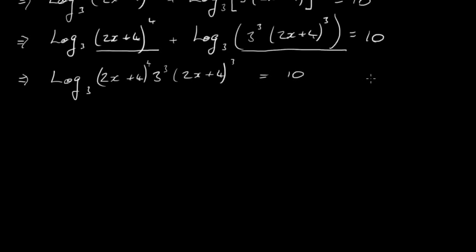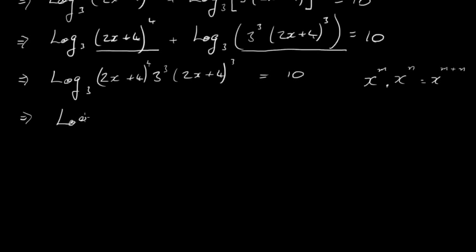Okay, so if you have, let's say, x to the power of m times x to the power of n, that's x to the power of m plus n. When you have the same number here, this x, you add the indices when you're multiplying. So that's what I'm going to do here. I've got 2x plus 4 to the power of 4, 2x plus 4 to the power of 3, so I'm going to add the powers.